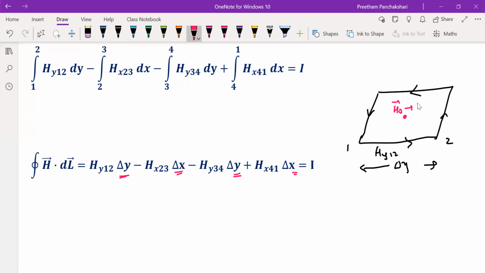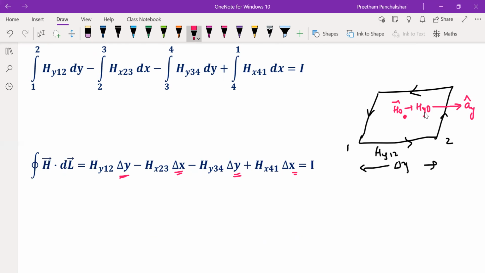So that's why the y component of the magnetic field at the midpoint is Hy0. This Hy0 is acting in this direction, that is the y direction. That's why it is called the y component. And this is parallel to this path. And this Hy0 changes itself to become Hy12. Are you getting my point? Hy12 is produced by Hy0. So Hy0 and Hy12 are different from each other.